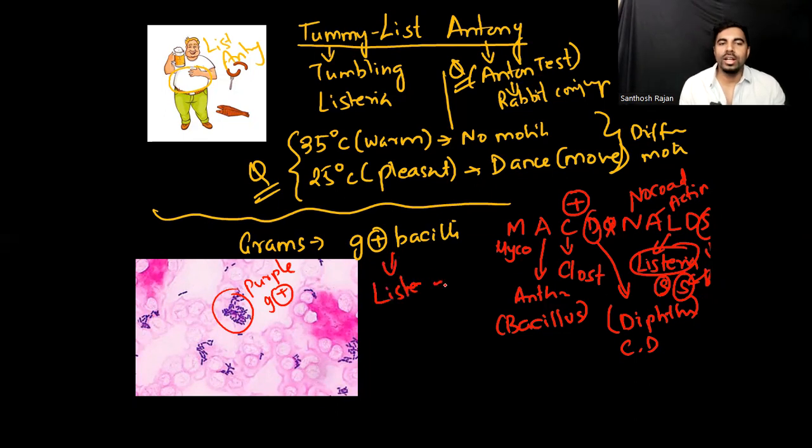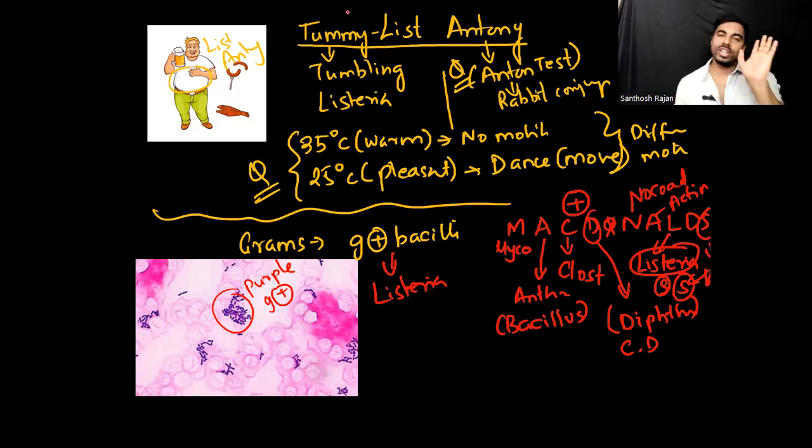This picture will come. You have to think that gram positive. In meningitis, there are a lot of gram negative bacilli. But among gram positive, there are other gram positives also, like Strep pneumoniae. I'll talk about it in a while. But what is most important is in gram positive bacilli.